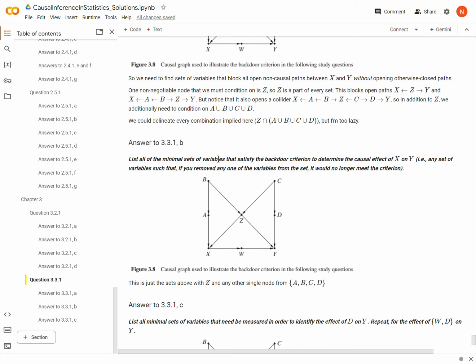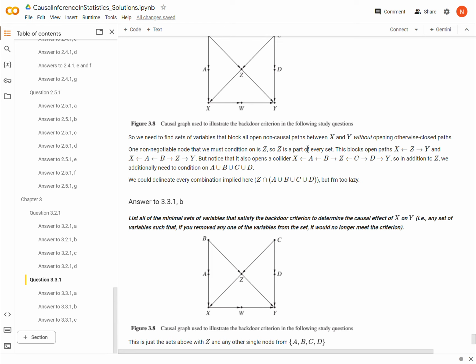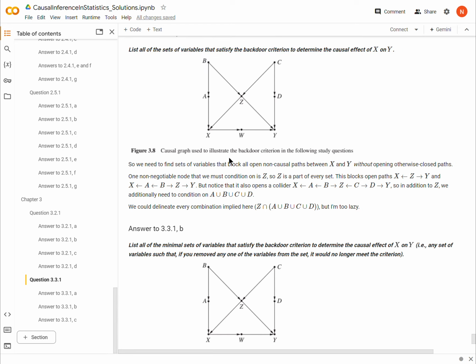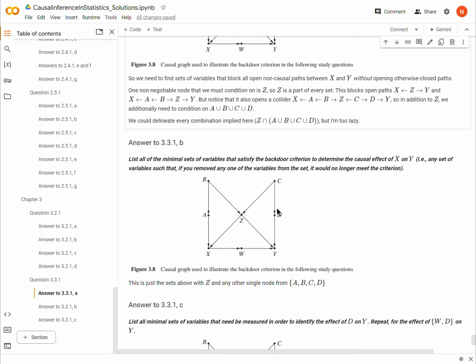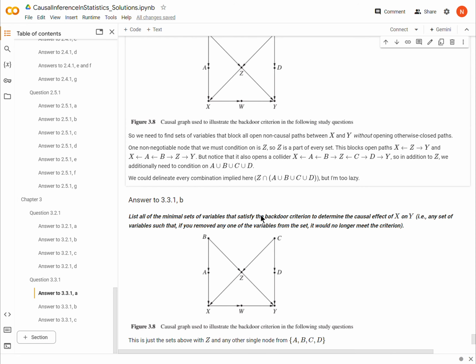Next is a very similar question. So now we need to list all minimal sets. Okay. So actually, let me go back before we make that distinction. So in part A here, we have to condition on Z and then any of the other variables, A, B, C, or D, or some set of those. So we could condition on Z and A and B, or Z and A and B and C, or whatever. But now in part B, we're asked to look for the minimal set.